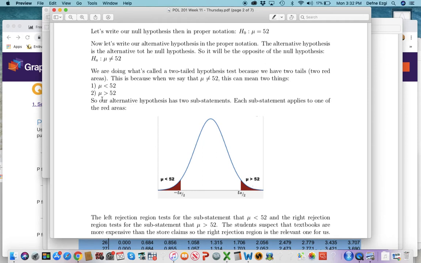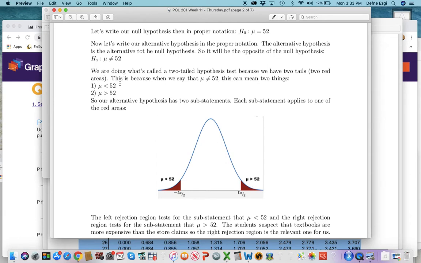So we know that only one of these substatements is relevant to our sample, because in our sample, we observe that x bar is 52.8. X bar is greater than 52. So this is the only relevant substatement to us. However, the entire hypothesis test includes the first substatement as well.